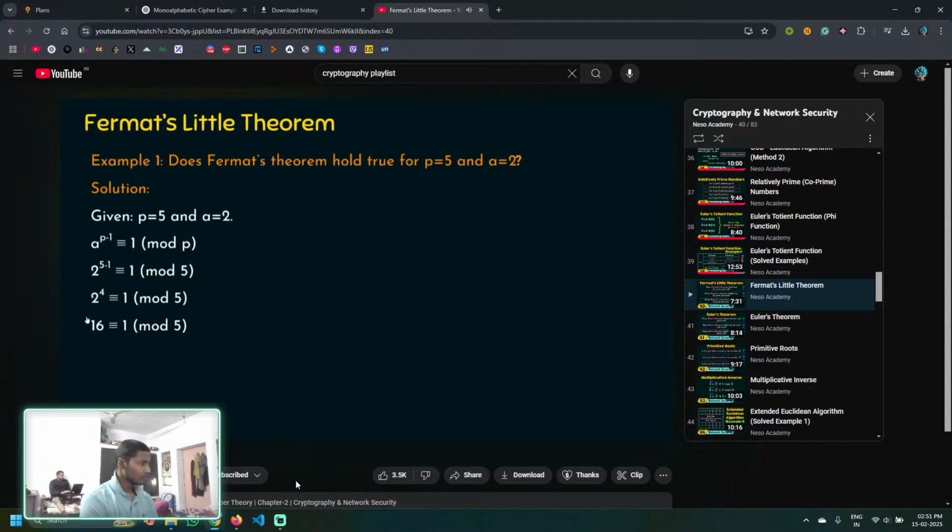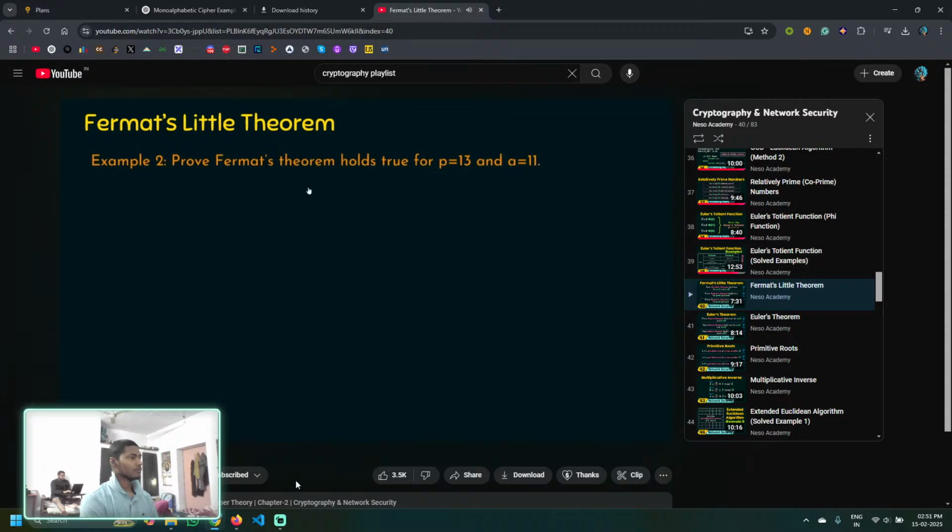We know how to solve this, right? This number 16, when it is divided by 5, are we getting 1 as the remainder? Yes, 16 divided by 5: 5 times 3 is 15, and the remainder is obviously 1. So we can conclude that Fermat's theorem holds true for p is equal to 5 and a is equal to 2. This is the answer for this question. I hope example number 1 is clear to you. Let's see example number 2.